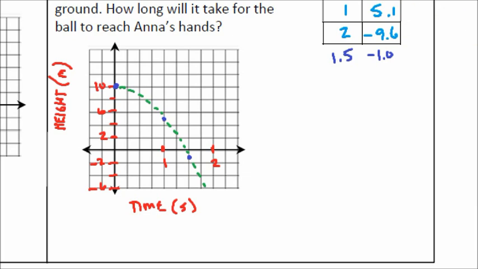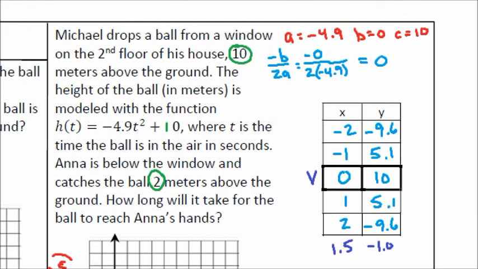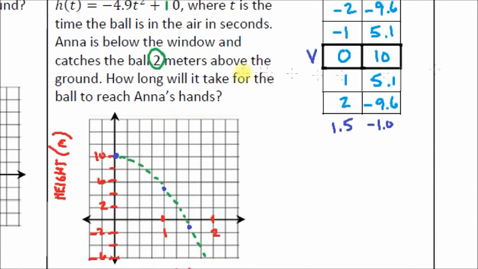We want to be at, take a look at where Anna catches the ball. She catches the ball 2 meters above the ground. That puts us right here at 2 meters. I'm going to put a line right here so you can see. Right at this point is where our parabola is at 2 meters above the ground. So let's take a look at that.